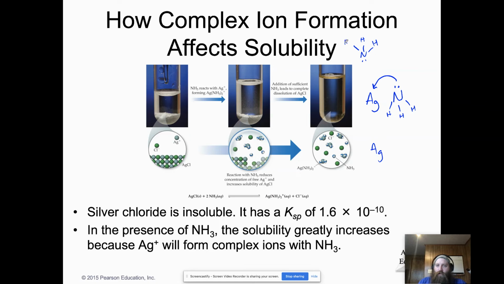You get a complex that looks like this. All right, and you end up with AgNH3 which has this nice little positive charge. Well, the moment that occurs, now all of a sudden I can fit those chlorine ions in there and I can increase the solubility. So when you have complex ions forming, that is a metal reacting with the solvent in order to form these complex ions, expect the solubility to increase, right? That's how we're putting those two things together.